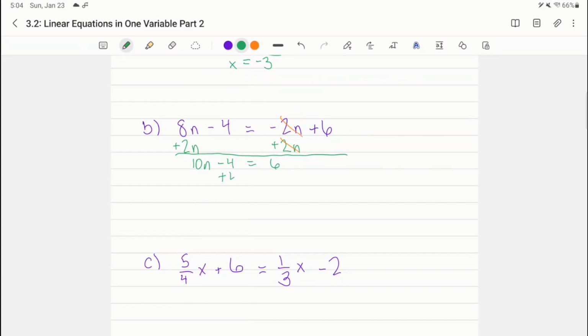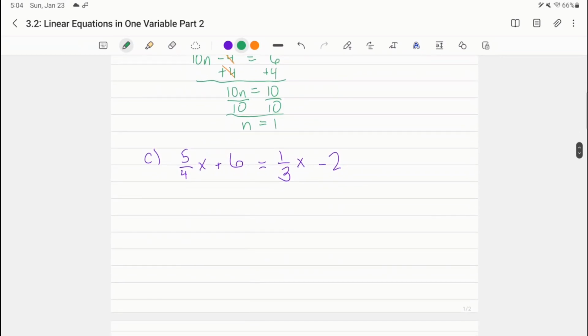And then we get the constants on the same side, so add 4. The 4's cancel out, leaving us with 10n equals 10. And last but not least, divide by 10. We get n equals 1 for part B. Okay.